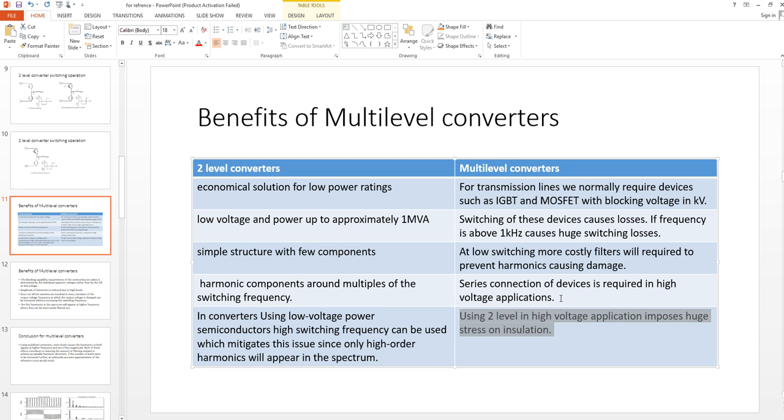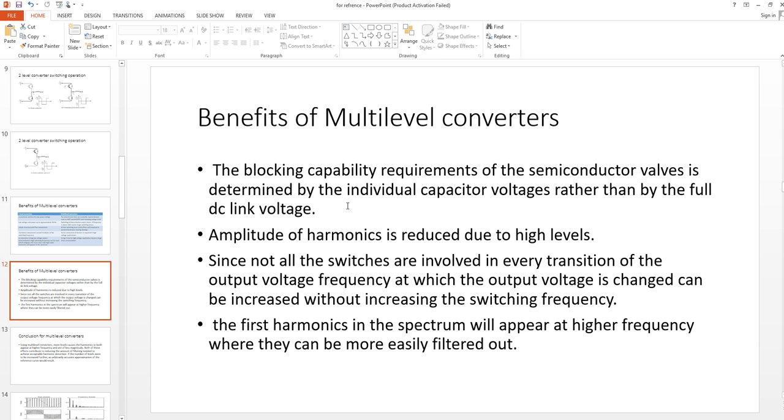In multi-level converters, we have a series connection of semiconductor devices, so the voltage stress is reduced. But in a two-level converter, the voltage stress is very high. So this is basically a comparison of two-level converters with multi-level converters. There are other benefits as well. The blocking capability requirement of the semiconductor valve is determined by the individual capacitor voltage rather than the full voltage of the DC link.